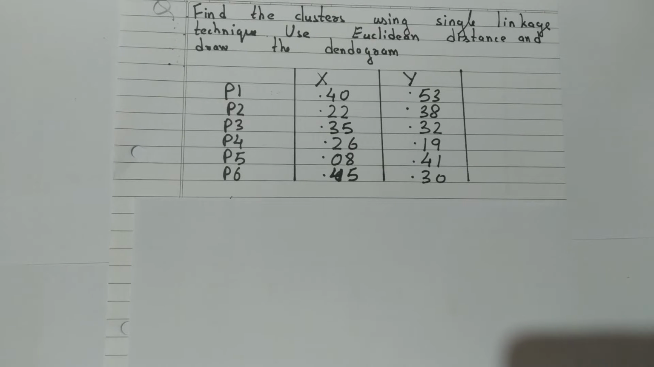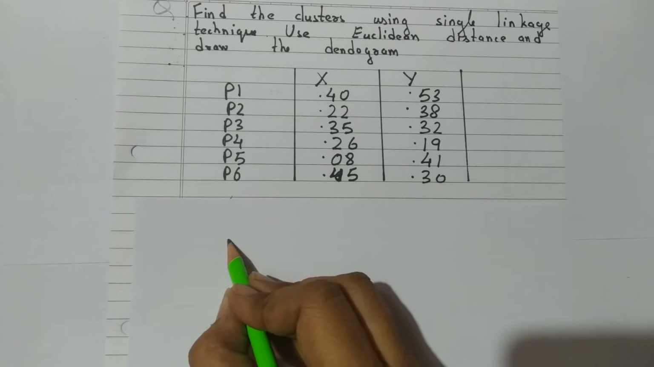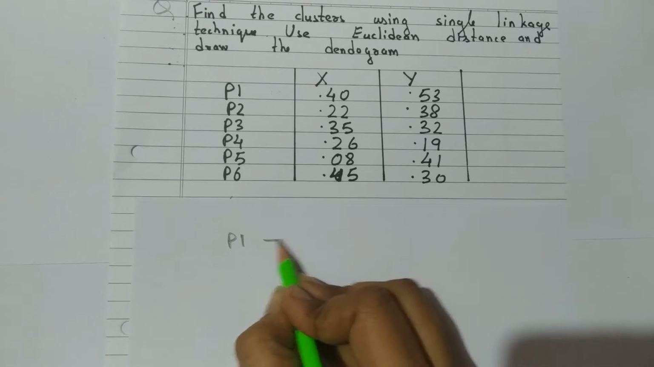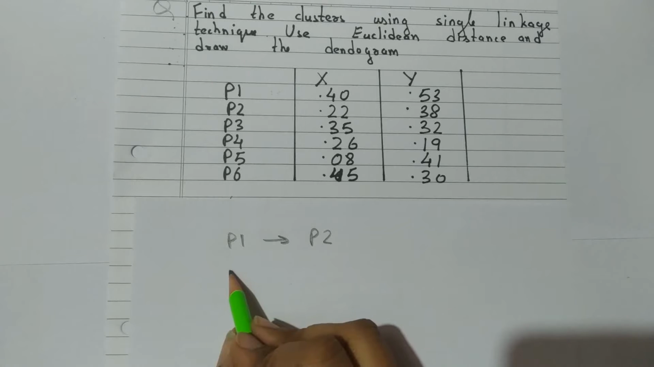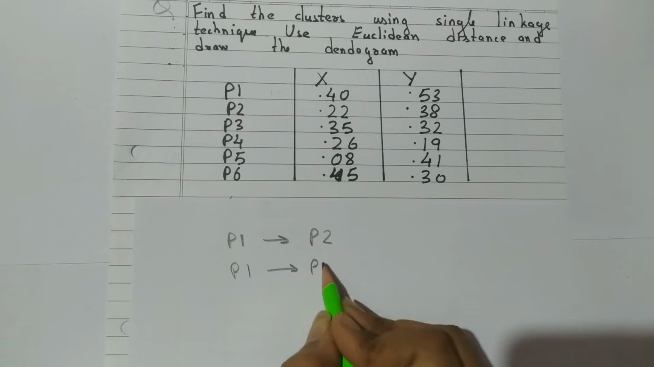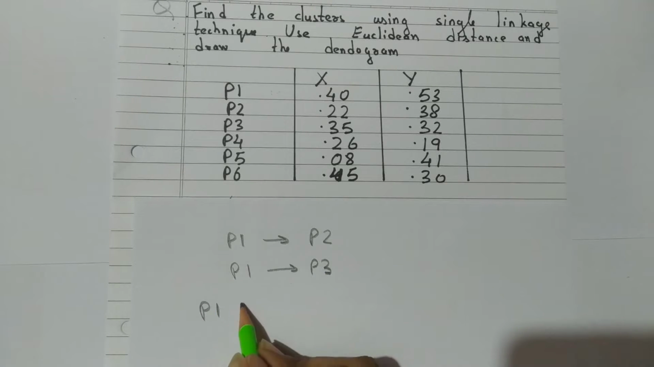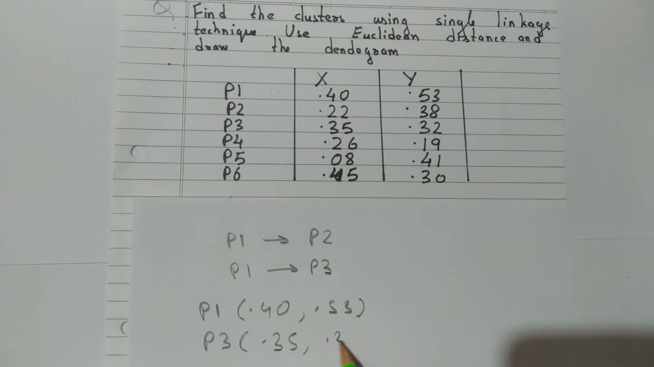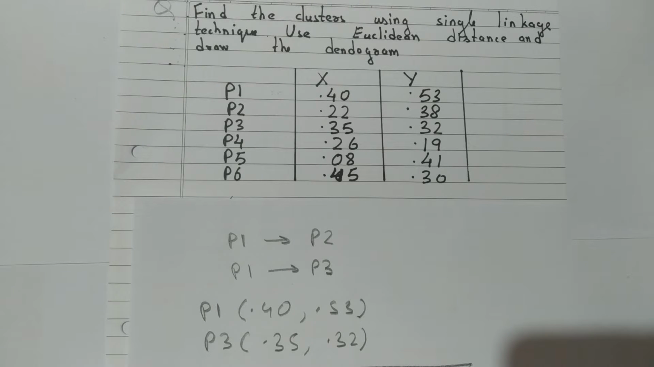Okay, so let's calculate the distance between two more points. We have just calculated the distance between P1 and P2. Now, let me take one more example. We will calculate the distance between points P1 and P3. So the coordinates of P1 are 0.40, 0.53. The coordinates of P3 are 0.35, 0.32.